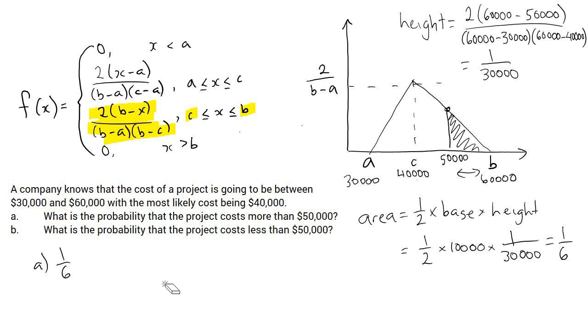Question B asks, what is the probability that the project costs less than 50,000? Now we know probabilities always add up to 1, so the probability for B is just going to be 5 over 6.